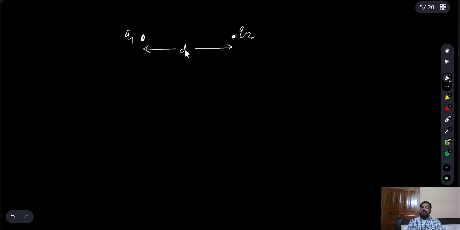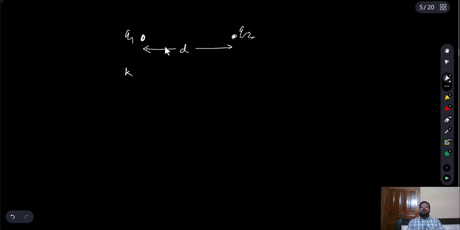It is already placed in the medium having the dielectric constant K. Now they are saying that if the same two charges are placed in the air, what will be the new distance so that the force between them remains the same? Are you getting what I'm saying?